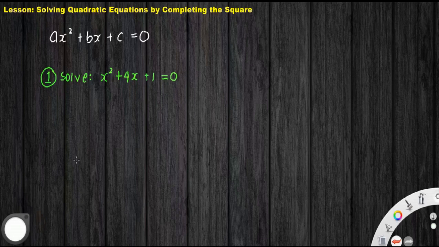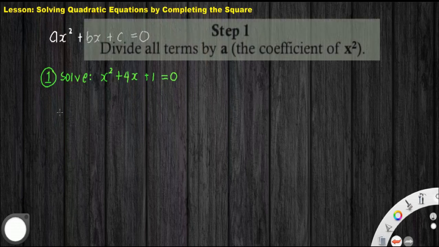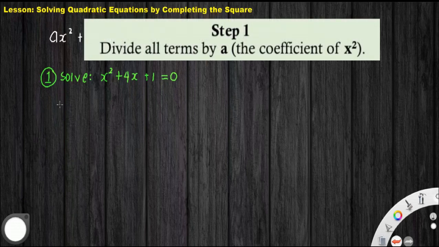So for the first step, you have to divide all terms by a. Lalagay ko muna yung first step natin. Dito, ano ba yung a natin? Yung a natin is yung first leading coefficient na 1. Alam naman natin na 1 ang ating first leading coefficient. If we divide this equation by 1, gawin natin.